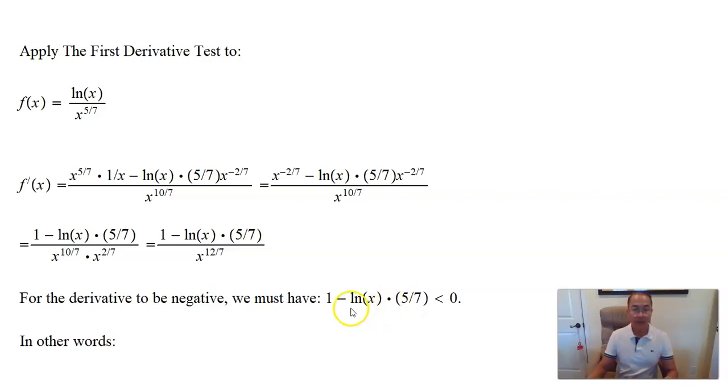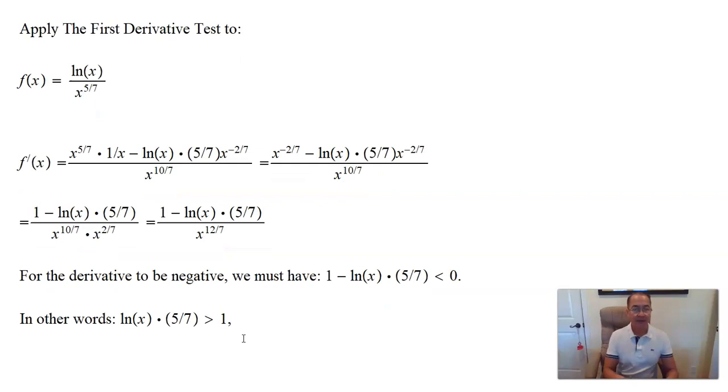Okay, so in other words, what do we want? So we can move this to the other side, and then we'll get ln of x times 5/7 greater than 1. So let's rewrite this inequality as ln of x times 5/7 to be greater than 1. Okay, so it's not clear to me that that is true or false. But, well, let's move the 5/7. In other words, we must have ln of x must be greater than 7/5. Oh, wait a minute, that's 1.4.